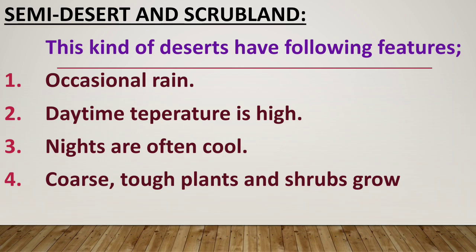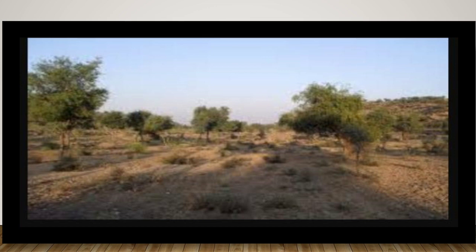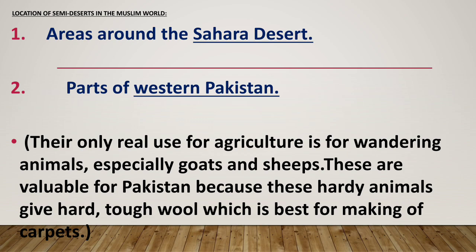Okay, number 4 is coarse, tough plants and shrubs grow. That's why it is known as semi-desert. That is also clear through the pictures. Look at this, that is one of the pictures of the semi-desert. Here we also find some bushes and small trees. It means that here we also receive some rainfall, or little rainfall, which helps to grow that kind of plants there. Next is the area around the Sahara. It means the area around the Sahara Desert is the location of the semi-deserts in the Muslim world. As I showed through the map, also parts of western Pakistan. So in the west of Pakistan, the desert which is located there is also part of the semi-desert or scrubland.